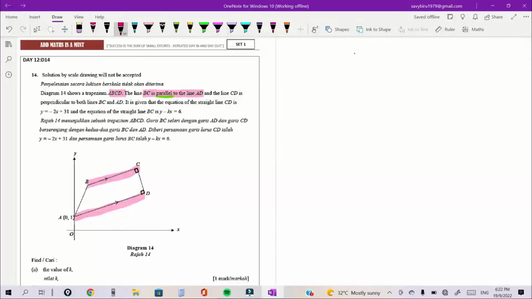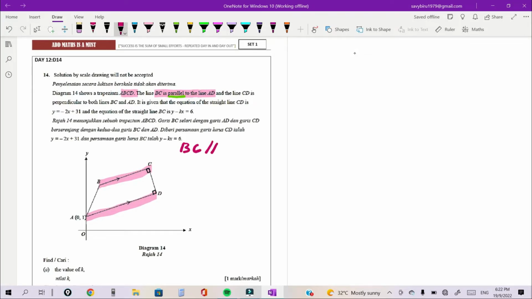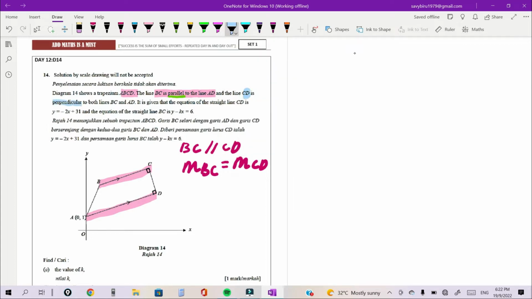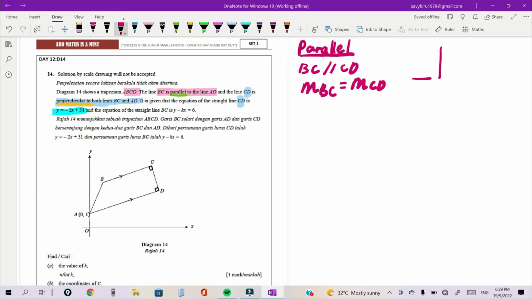Since BC is parallel to the line AD, the gradient of BC equals the gradient of AD. Next, the line CD is perpendicular to both line BC and AD. So what do you understand about perpendicular lines? Two straight lines are perpendicular to each other if and only if the gradient of the first line times the gradient of the second line is -1.